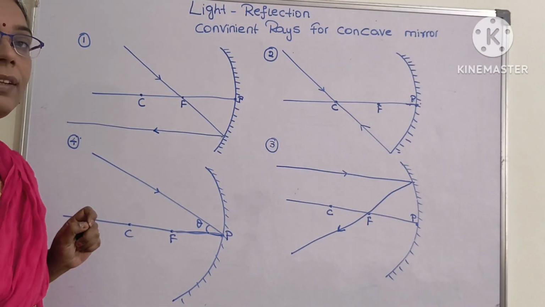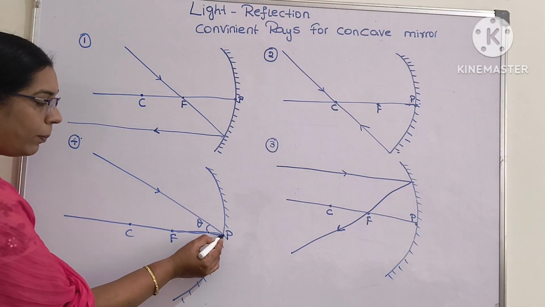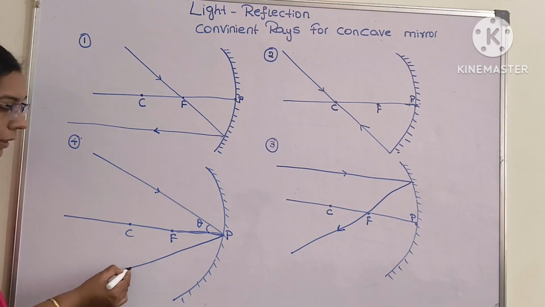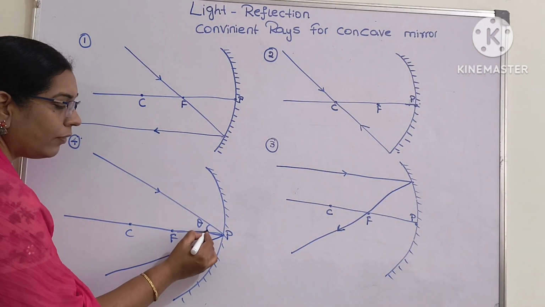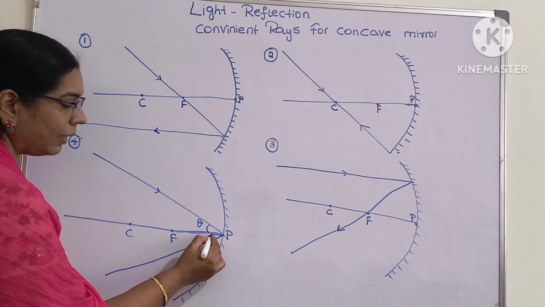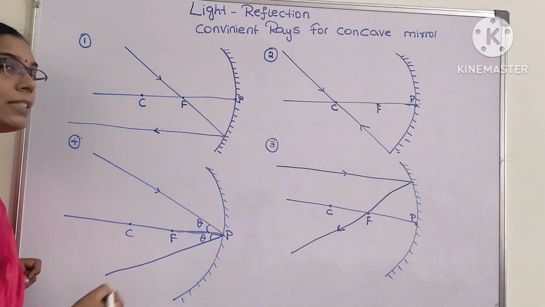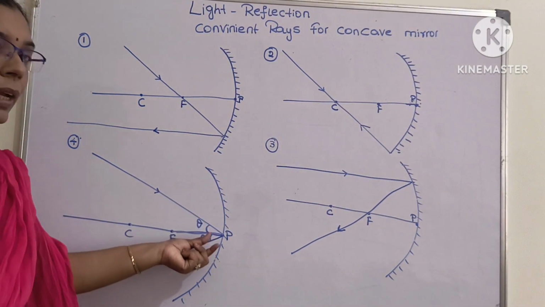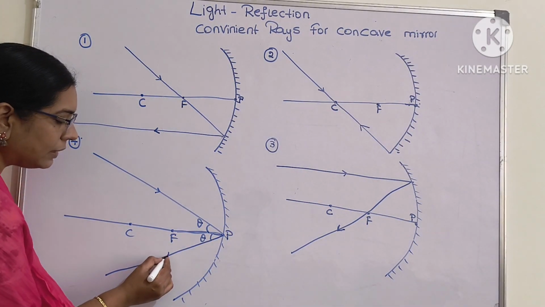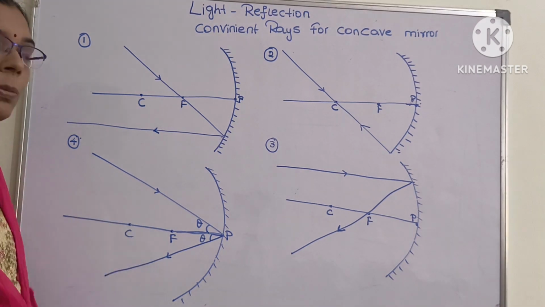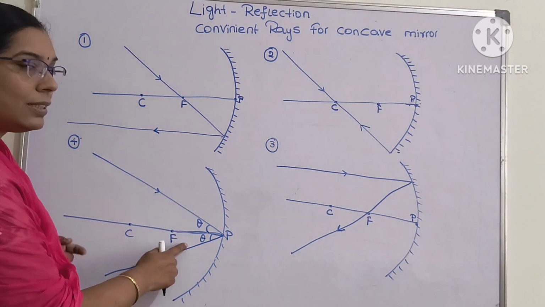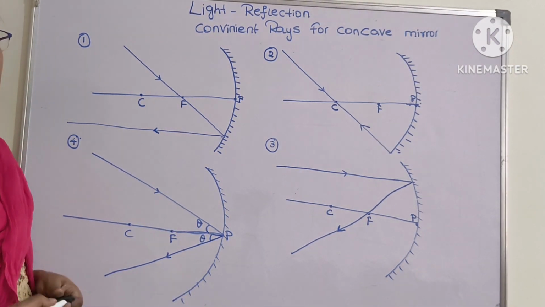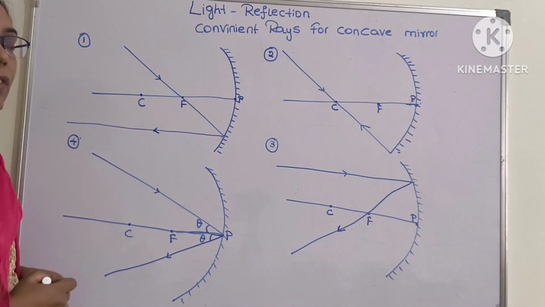Then how will the reflected ray behave? It will bounce back in such a manner that whatever angle of incidence is happening, the same angle you will get as the angle of reflection. So you get a reflected ray on the other side of the principal axis, such that the angle of incidence is equal to the angle of reflection. These are the four convenient rays.